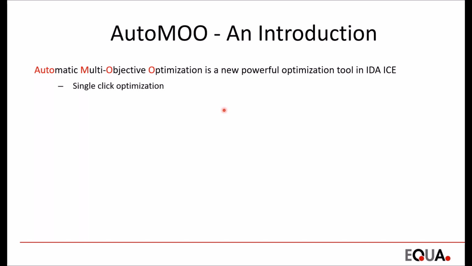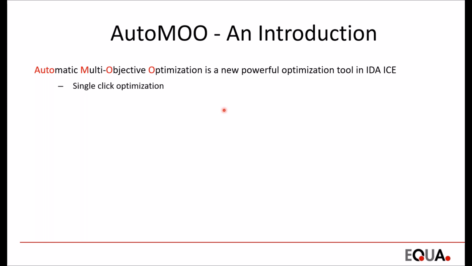I'll also discuss slightly the concepts behind what makes Automo a powerful and flexible tool. And I'll end with a small run-through of the Automo-specific items in the parametric runs interface that Sven just showed us in the last slide.